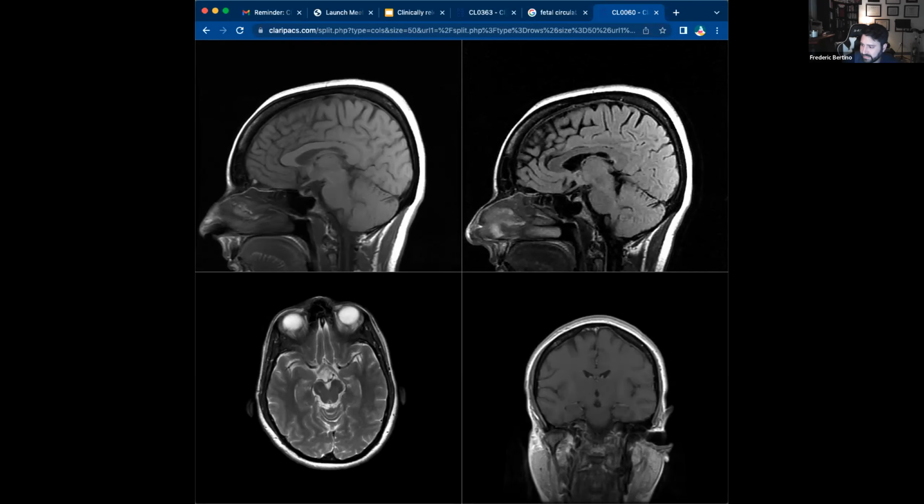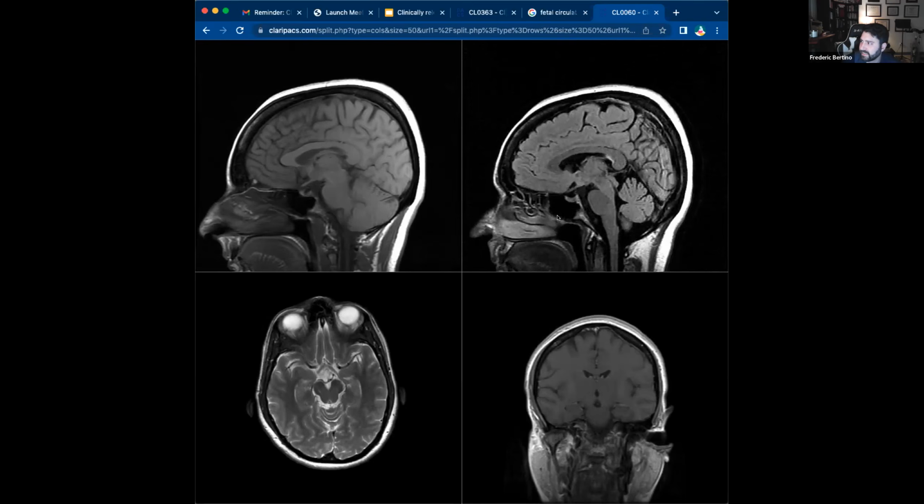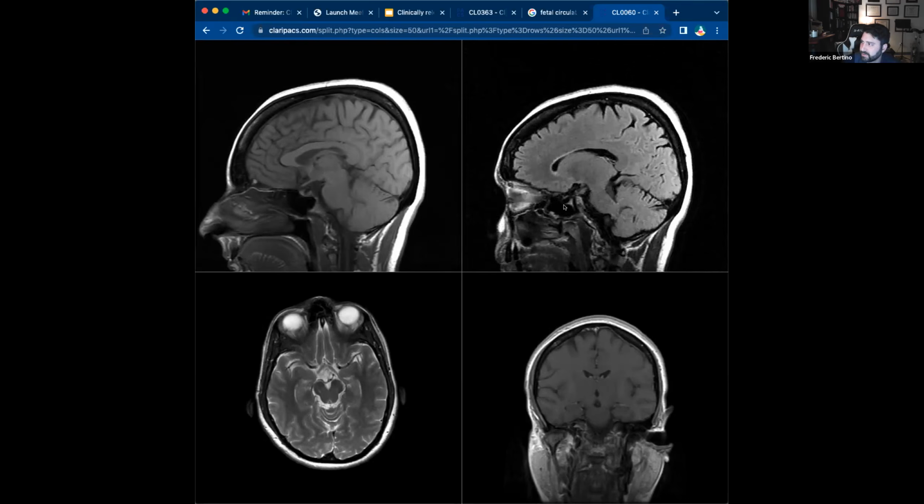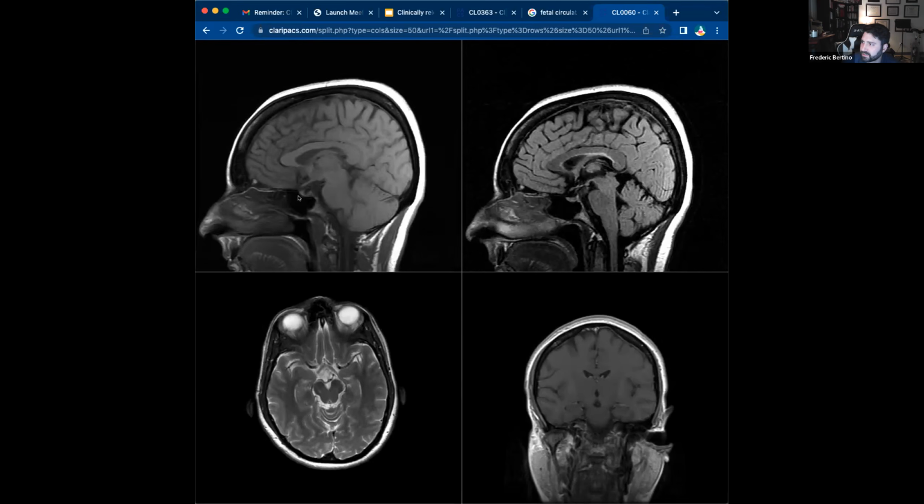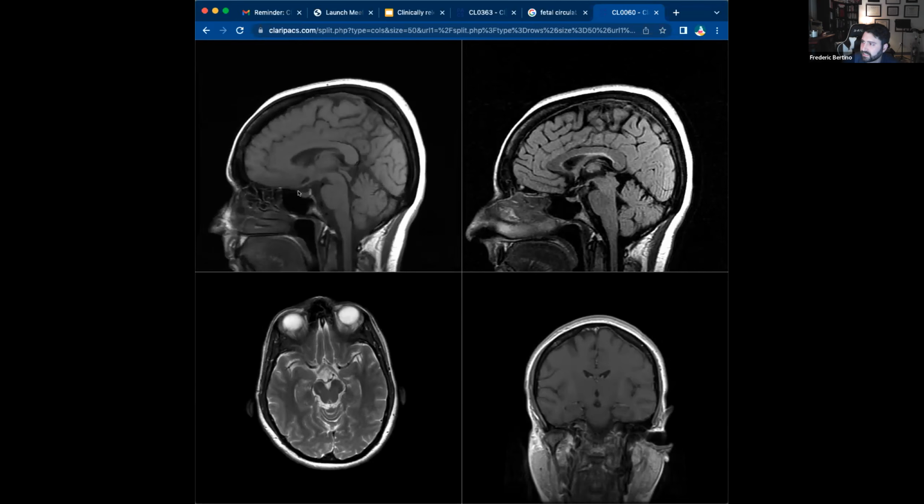I'm seeing another great question here. Where is the adenohypophysis? That's the anterior pituitary gland. The pituitary gland sits in our midline structure right here, which is the sella turcica. Okay, and this bright structure right over here is our pituitary gland that sticks right down into there. That's our cavernous sinus.